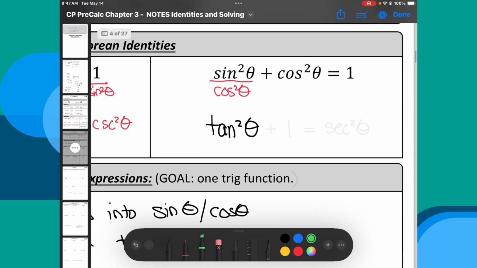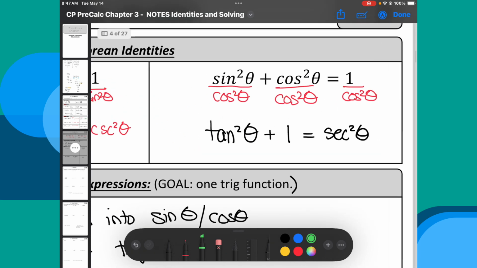If we did the same thing but with cosine squared, we have sine squared over cosine squared. That's how we get tan squared. Cosine squared over cosine squared gives us 1. And then 1 over cosine squared gives us secant squared. So that's the third column of your trig Pythagorean identities.